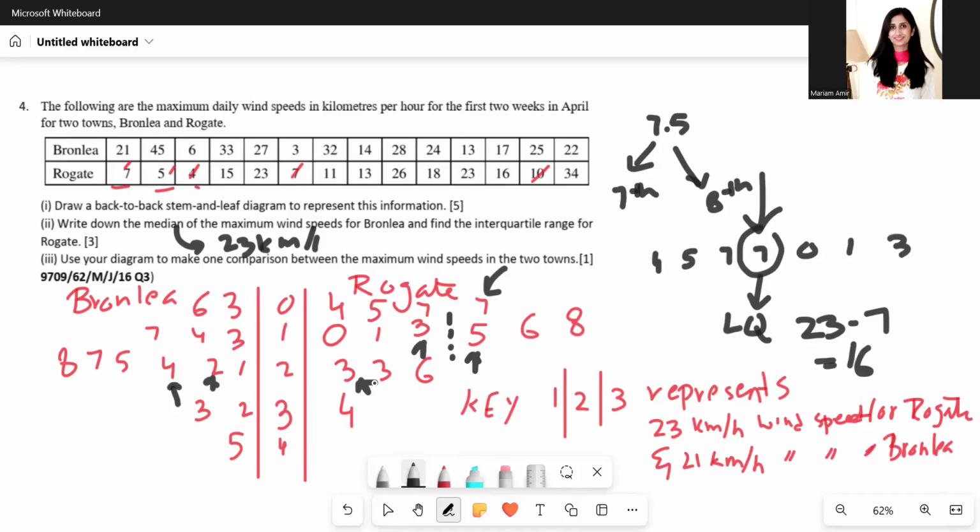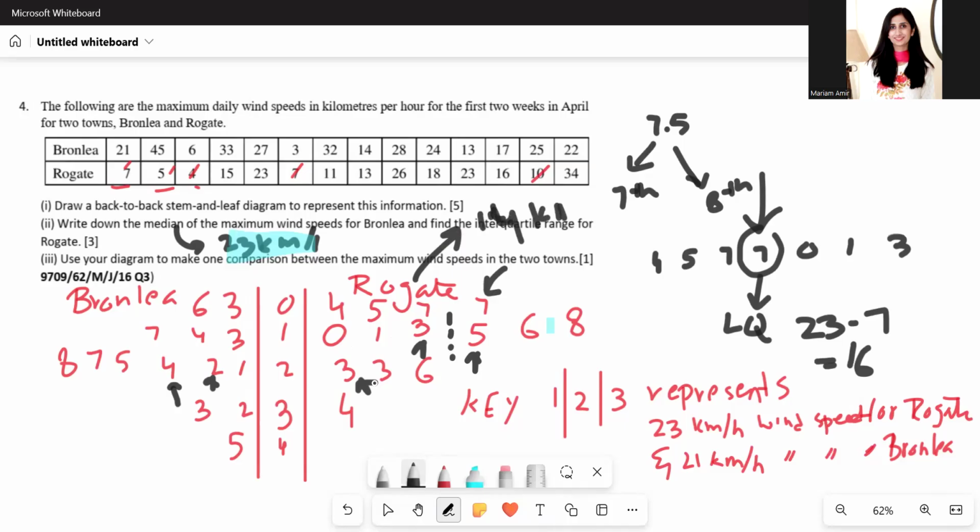Okay. Use your diagram to make one comparison between the maximum wind speed in the two towns. Now we could either compare the medians for both of the towns or the interquartile range. Interquartile range will be more time consuming because we will have to calculate it for Bronlia. Instead, we already have the median speed for both of them. For one of them, it came out to be, what was that, 23? And for the other one, we got 14. So for this one, it came out to be 14 kilometers per hour.